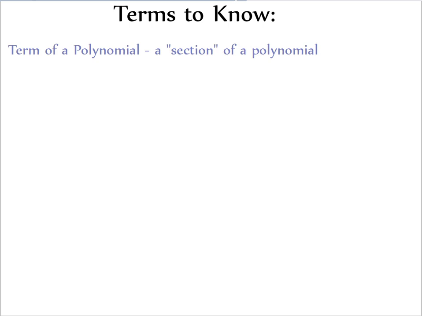We're going to start with a term of a polynomial. A term of a polynomial can be labeled as a section of a polynomial. So for instance, this polynomial has 4 terms. In other words, it's divided into 4 sections. And each one of those 4 sections is called a term. You want to be careful to include the sign in front of a term with that term. So my 4 terms would be 3x to the 4th, 2x squared, a negative 7x, and a positive 9.